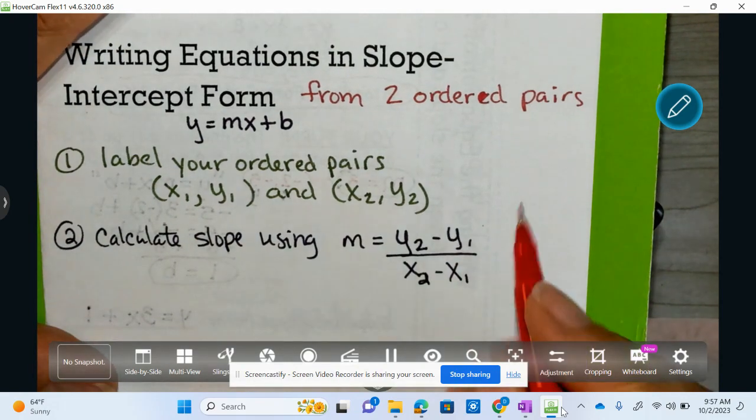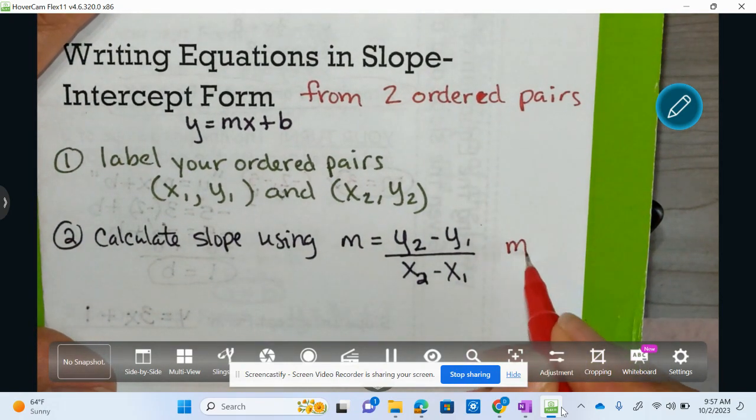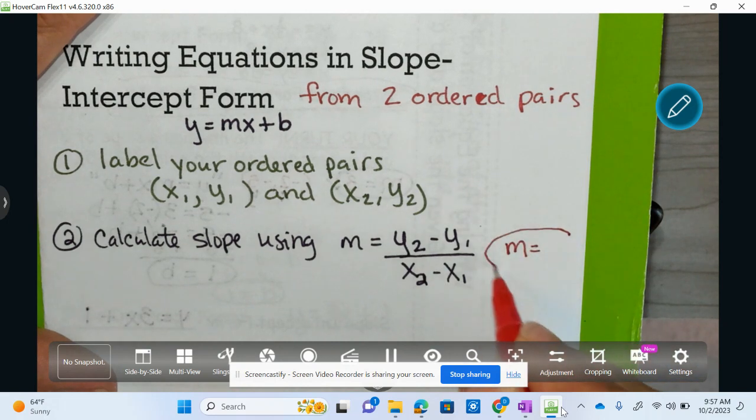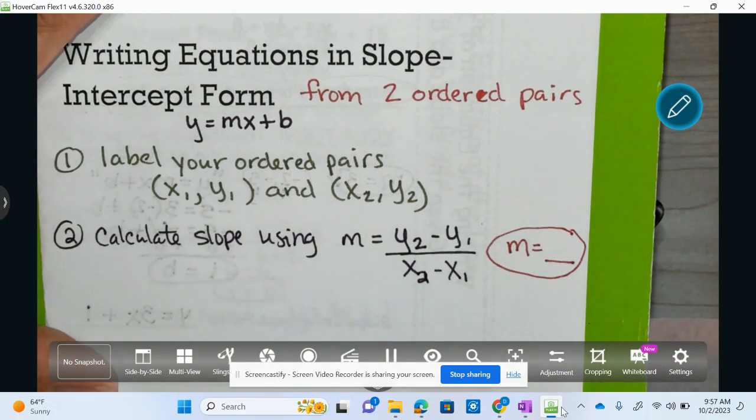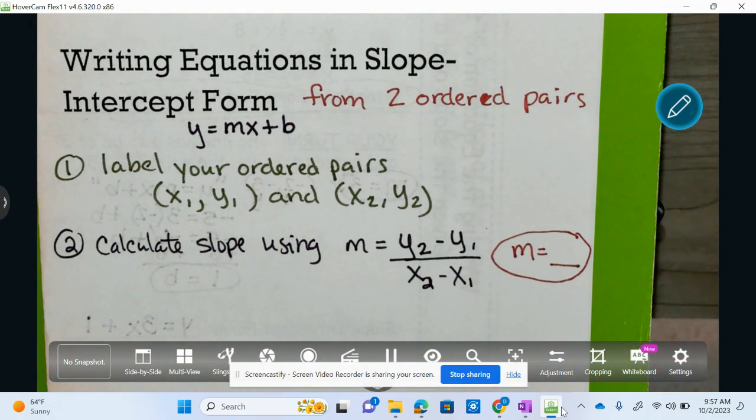When we're done with that, we're going to have something that says m equals some number, right? That's the whole purpose of that. M equals some number. We want that. Step number 2 tells us what our slope is. Okay.